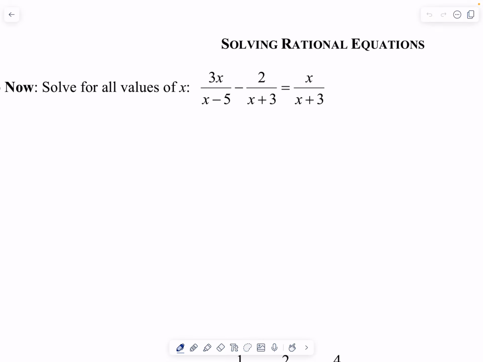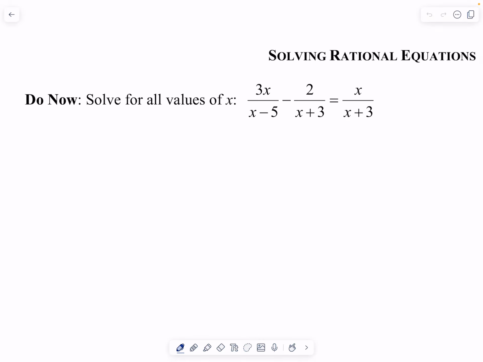So looking at this do now problem, I see that I have two fractions that have the same denominator. If we think back to our do now, or it might have been the first question on lesson 7, we had a similar setup. We were able to add one of our fractions to the other side. And this allowed me to get one single fraction on the left side of the equal sign, the 3x over x minus 5.